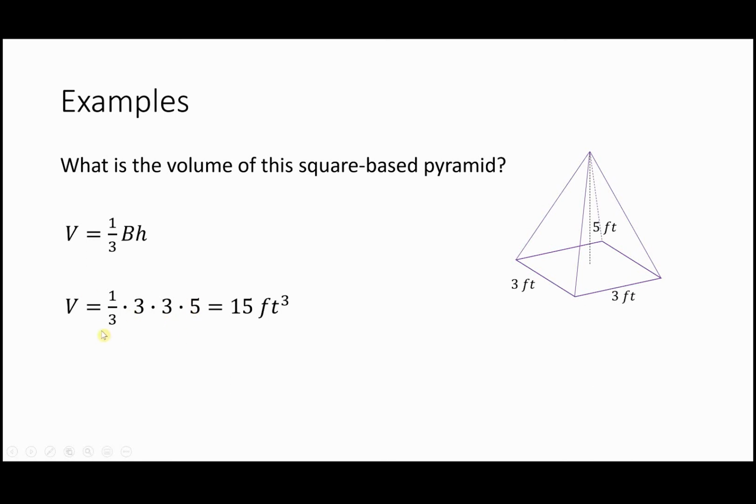These kind of cancel each other out, right? Because they're multiplicative inverses, the 1/3 and the 3. And so that's how we got 15, the remaining 3 times the 5 feet cubed. Okay? Cool. Hopefully that's terribly straightforward, and if it's not, we could talk about it more in class. Let's move on to the next example.